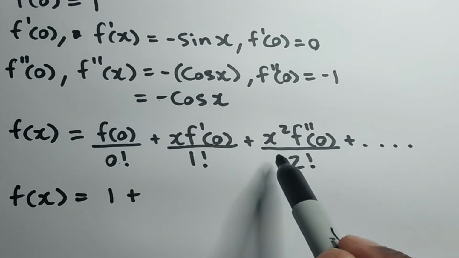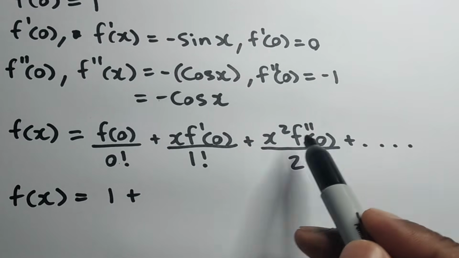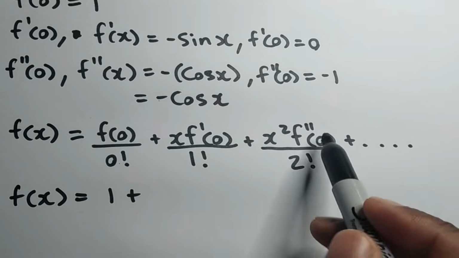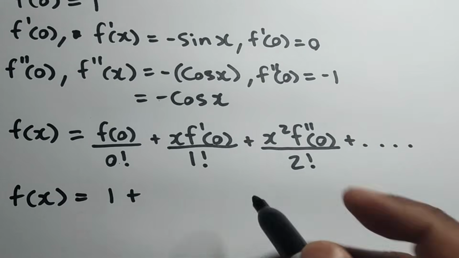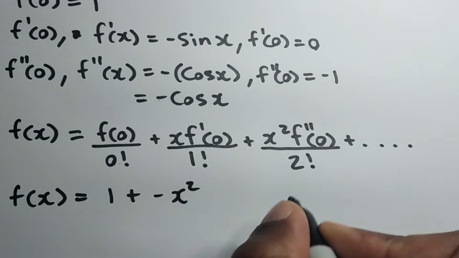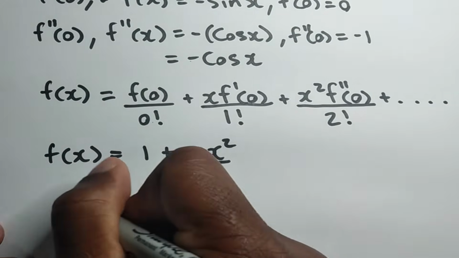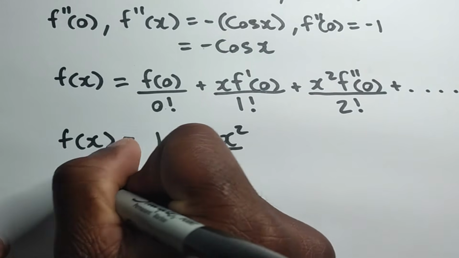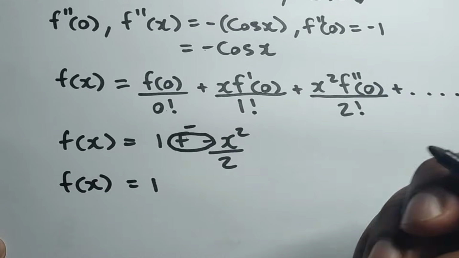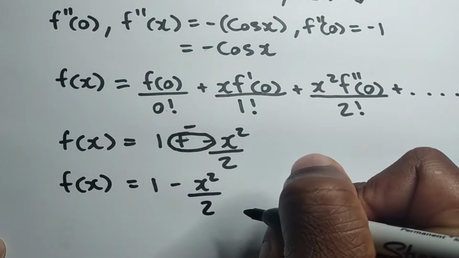What will we obtain now? We have x squared times the result that we'll get when we sub 0 into the second differential of f of x, and when we did that, we got negative 1. So we'll obtain negative x squared over 2 factorial, which is 2. And we can write this in a simpler form. So in this case, f of x is equal to 1, and the positive and the negative sign will give me a negative. So this is 1 minus x squared over 2.